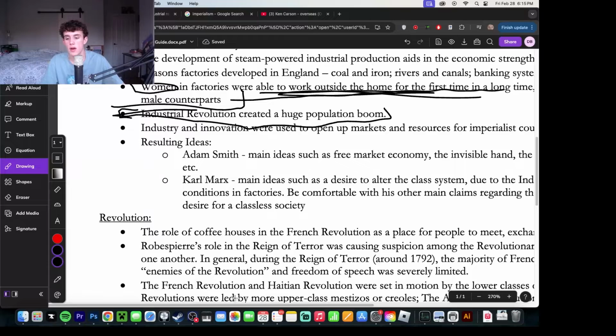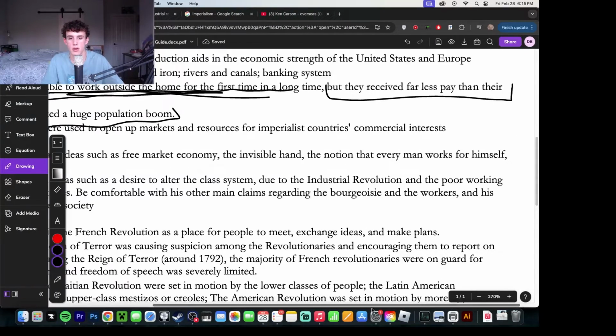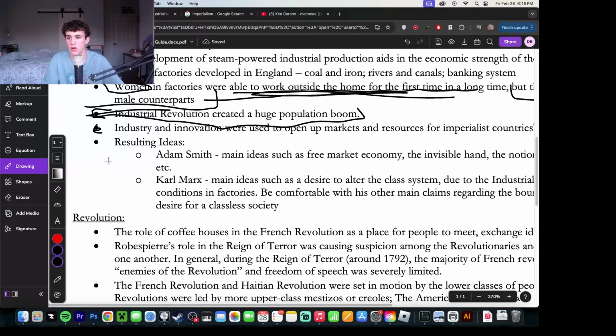But yeah, they were used to open up markets. Markets are good. Commercial interests are good. So there are a few ideas that came from this. Some I like and some I do not like.